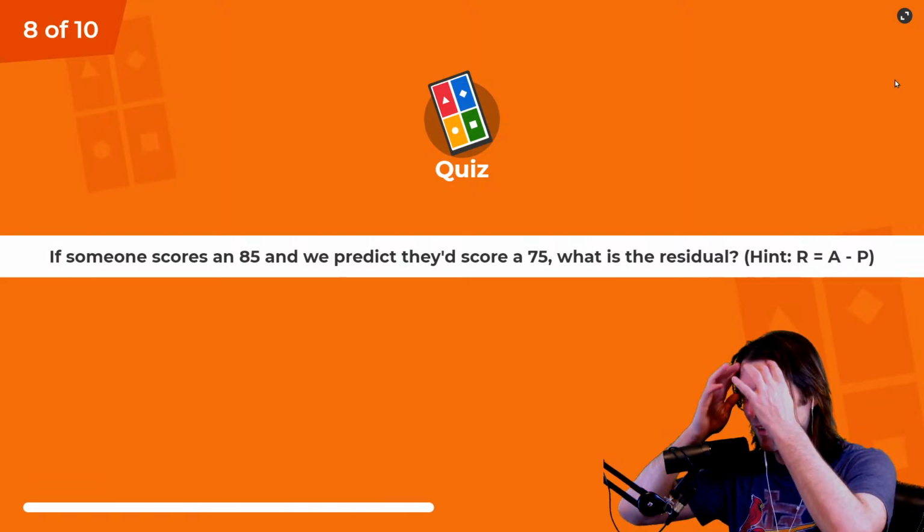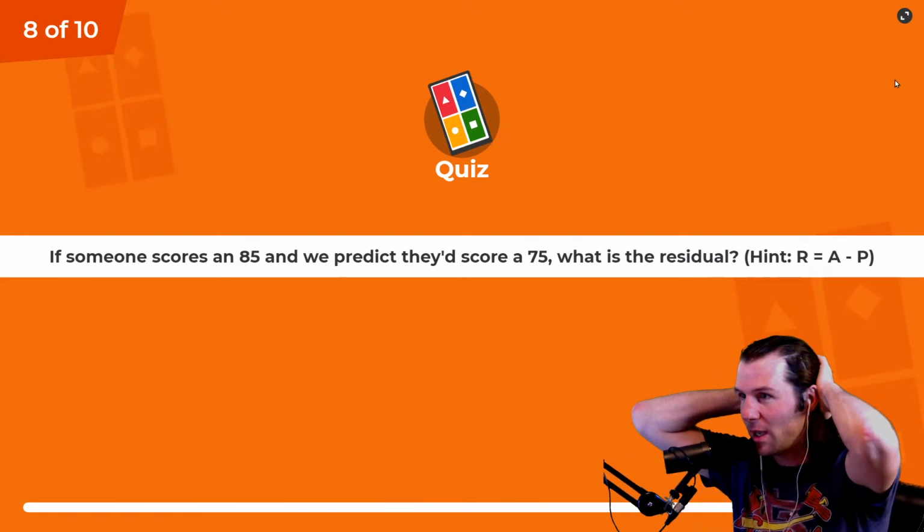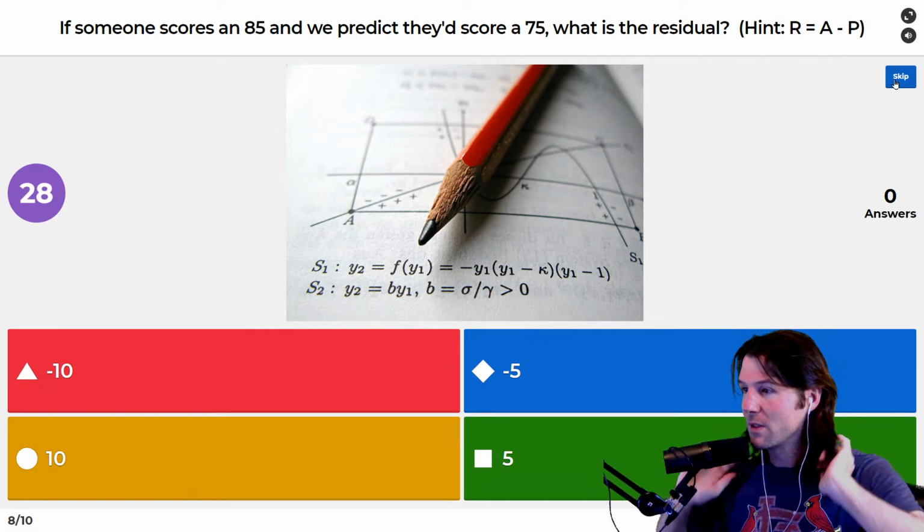If someone scores an 85, that's what they actually scored, and we predict they score a 75, what is their residual?